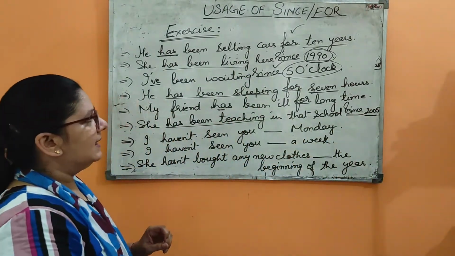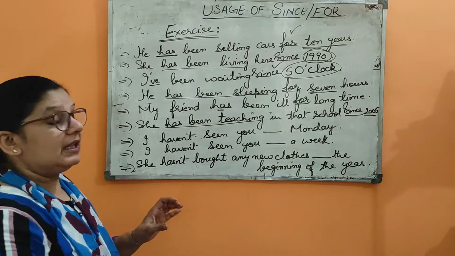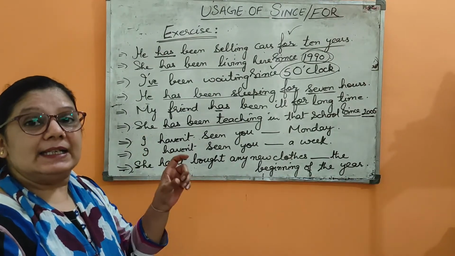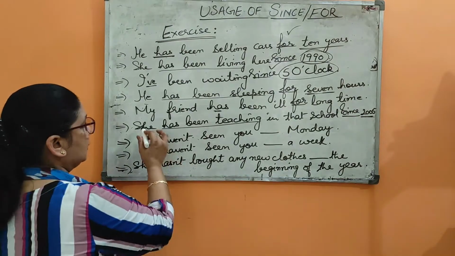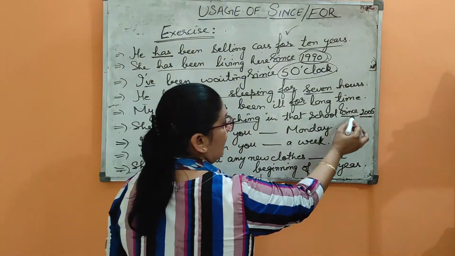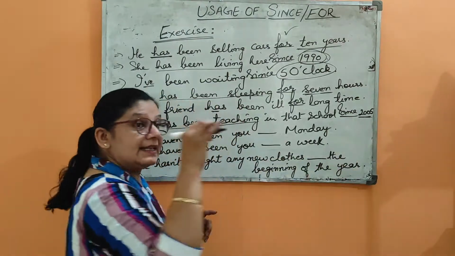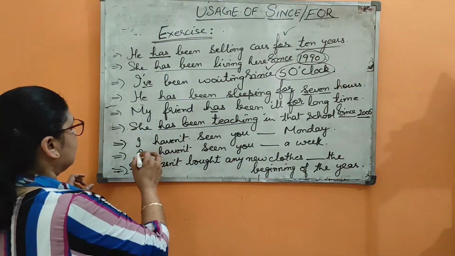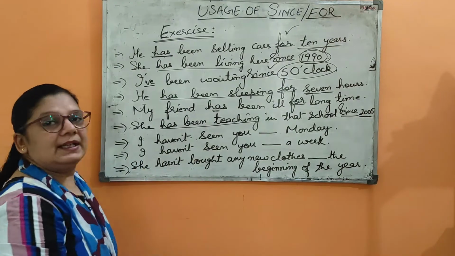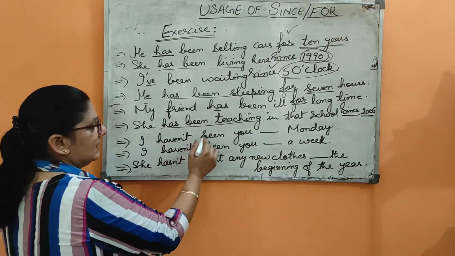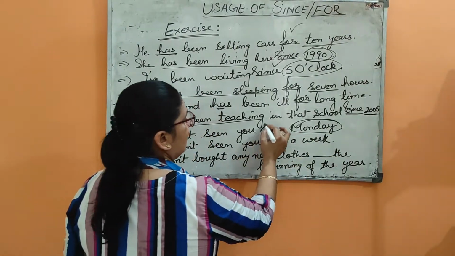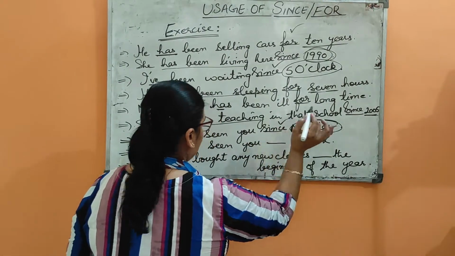I told you that since and for take the tense when the action started somewhere in the past and still it is going on. It means she has been teaching in that school since 2005 and even now, she is teaching there. Next sentence is I haven't. Now in the negative sentence, I haven't seen you dash Monday. Monday means a particular day, since Monday. That would be the right one.